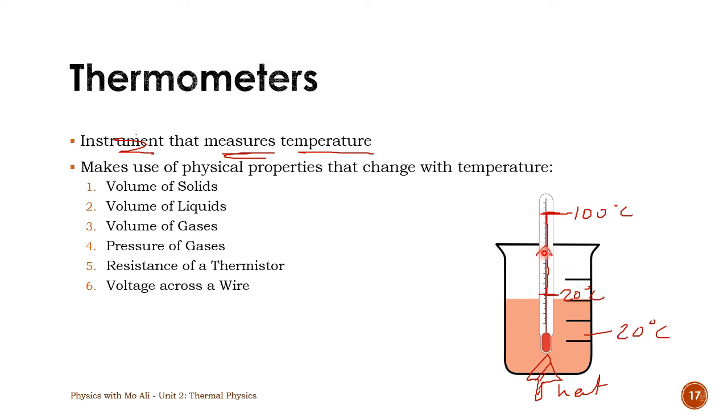What showed you the temperature was the expansion of the liquid. The volume of the liquid is what showed you the temperature. Again, the expansion of the liquid is what showed you the temperature. So the more you heat things up, the more it expands, and the more it expands, it simply shows you a higher temperature. So any thermometer makes use of quantities that change with temperature.